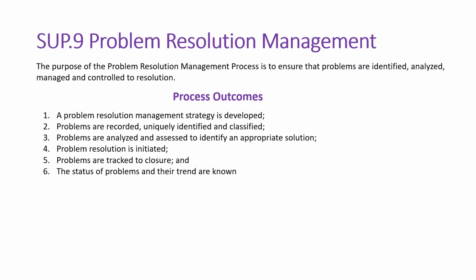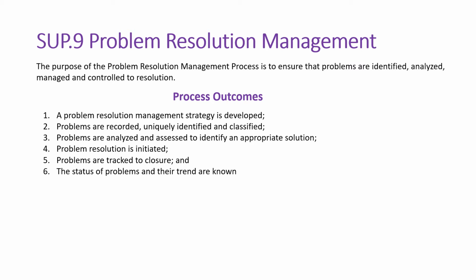The purpose of the problem resolution management process is to ensure that problems are identified, analyzed, managed and controlled to resolution. So it talks about the complete problem management of the entire project. It deals with how we identify and analyze problems, the entire tracking system of the problem, including the solution and all. The process outcomes are: a problem resolution management strategy is developed.